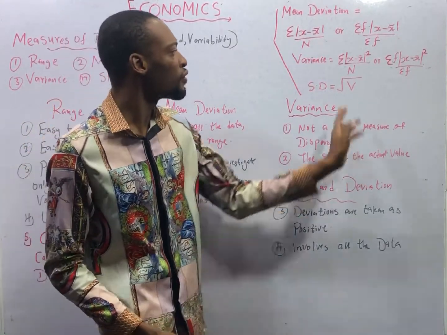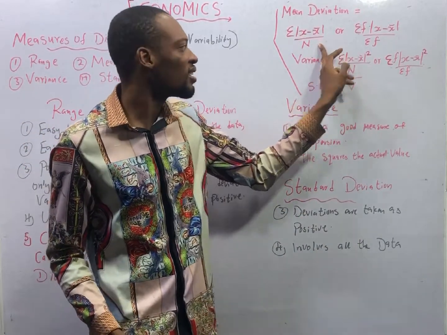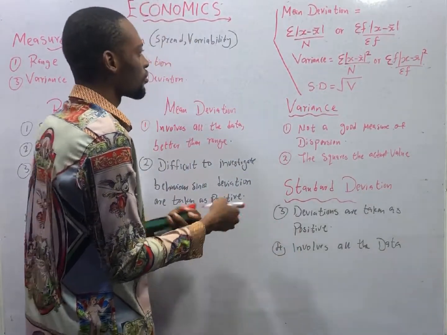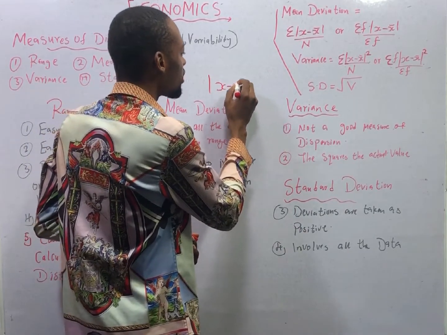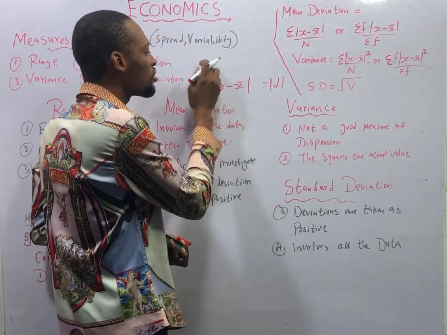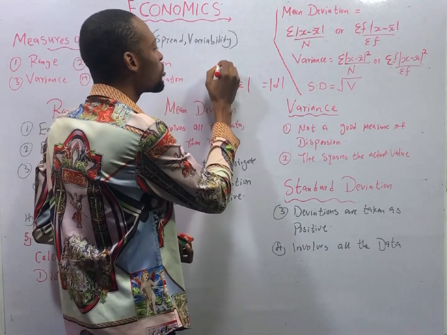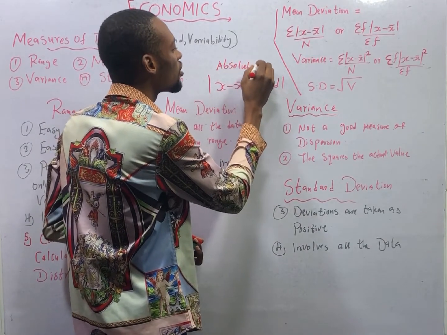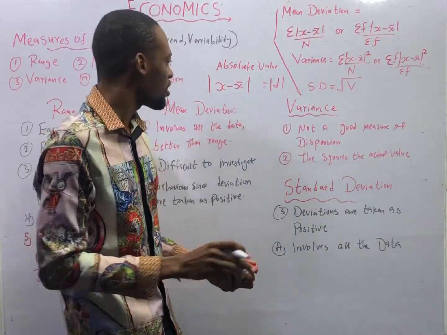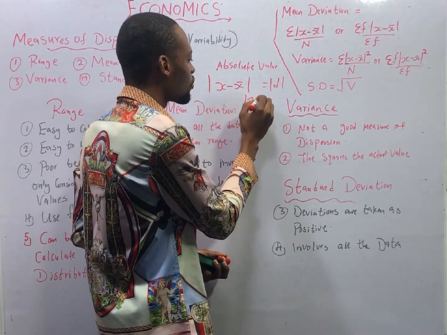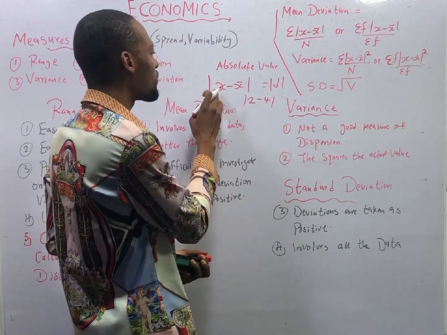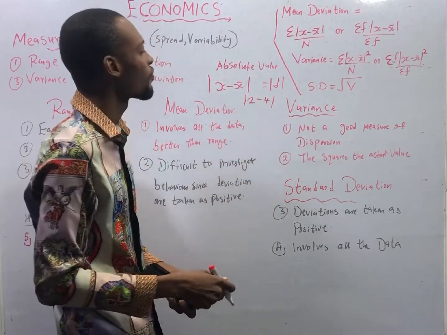And it is difficult to investigate behavior since deviations are taken as positive. Look at it. This is the formula for mean deviation. This is for an ungrouped data and this is for a grouped data. Now look at something. This S minus S bar is also referred to as D. You notice it is in between these two bars. This is referred to as absolute value. What absolute value means is that if S is 2 and S bar is 4, S bar is mean. So a value minus a mean is deviation.